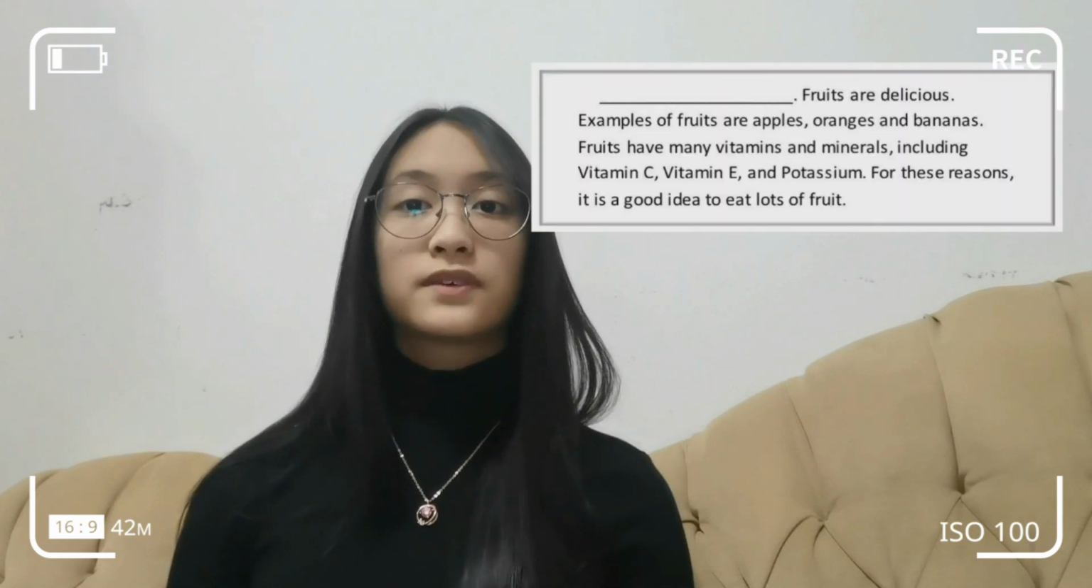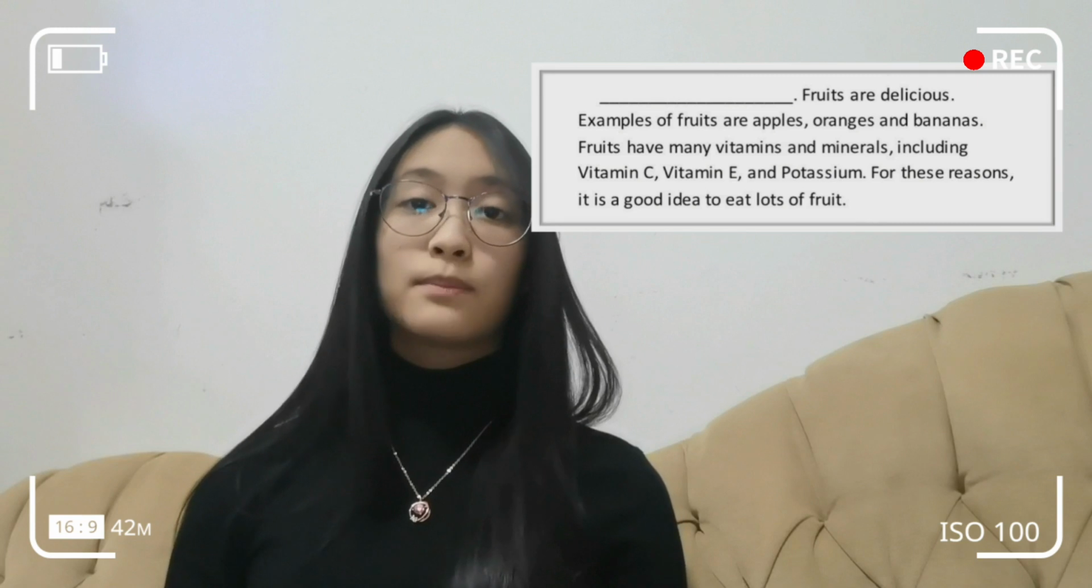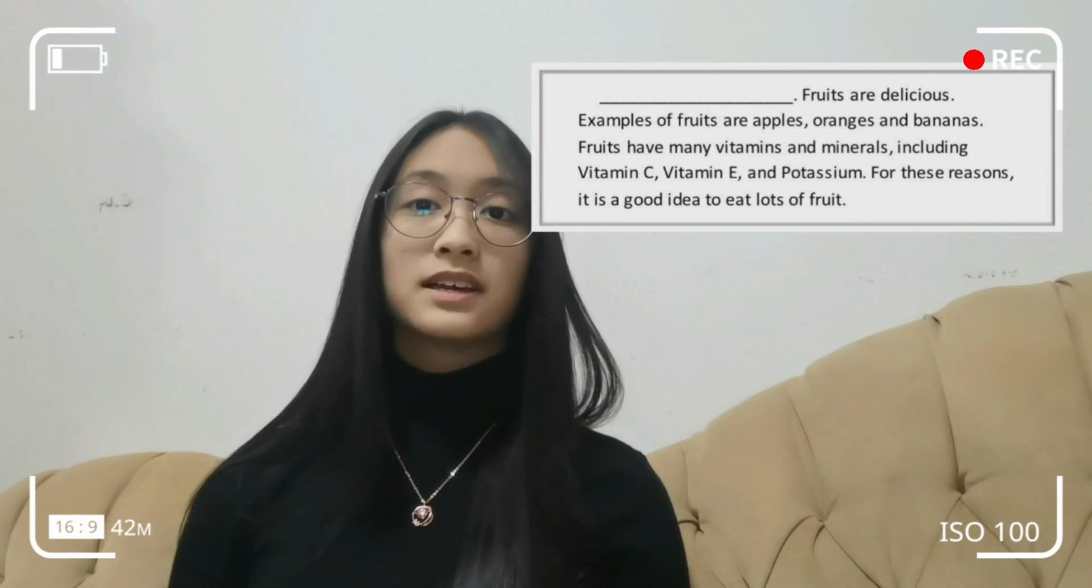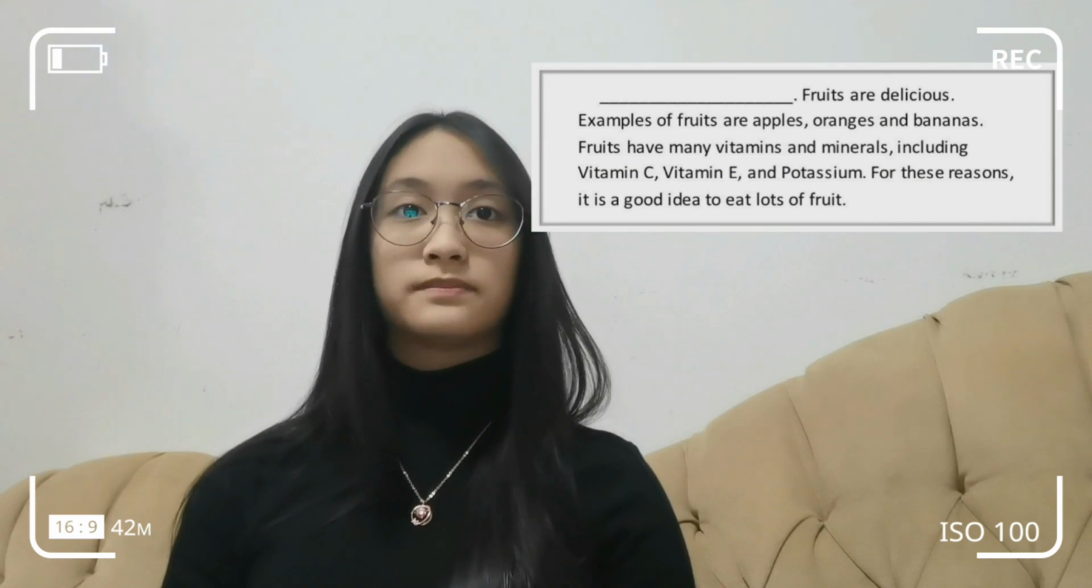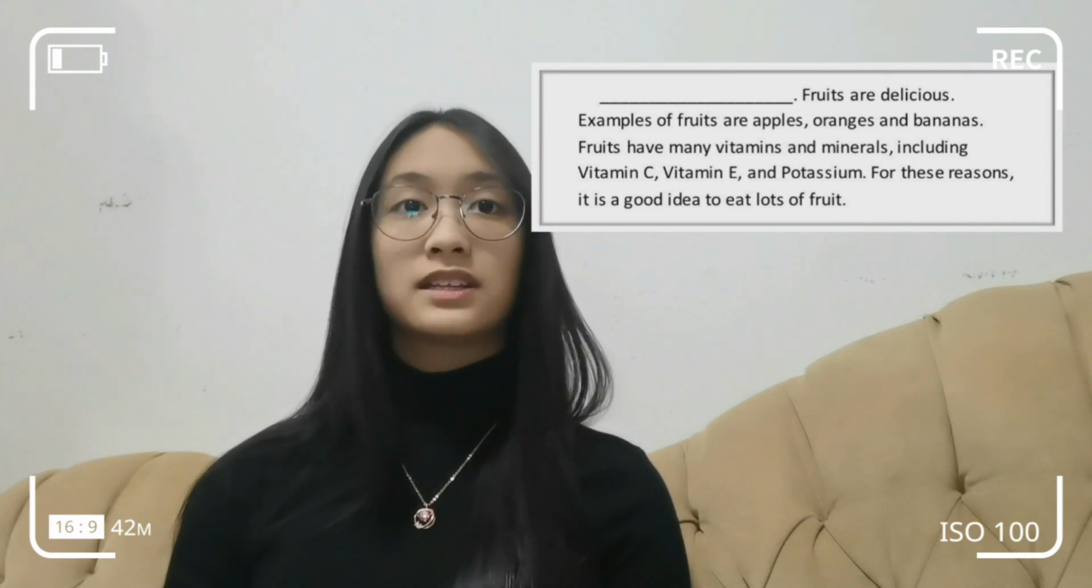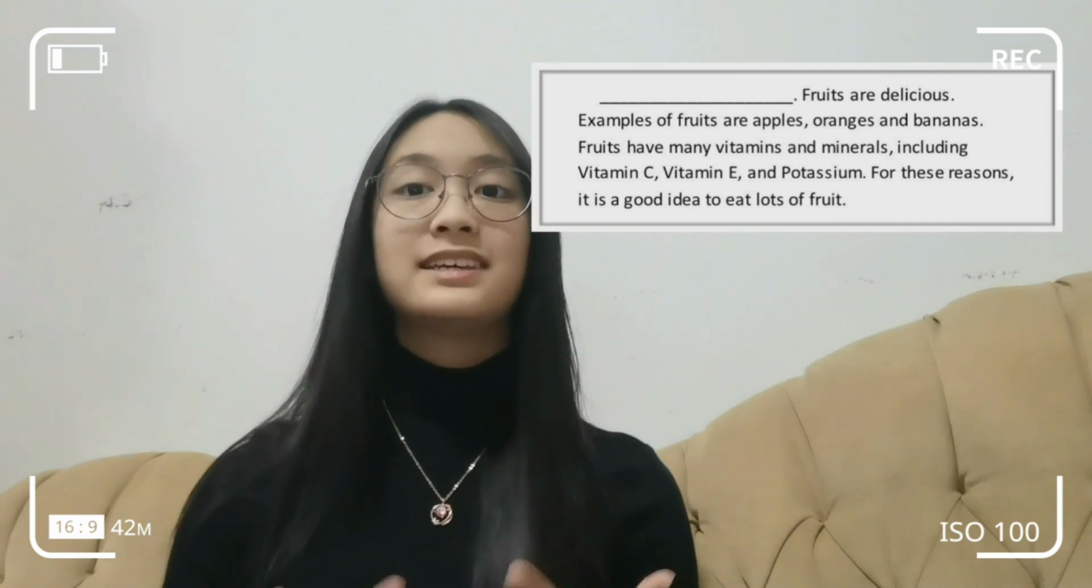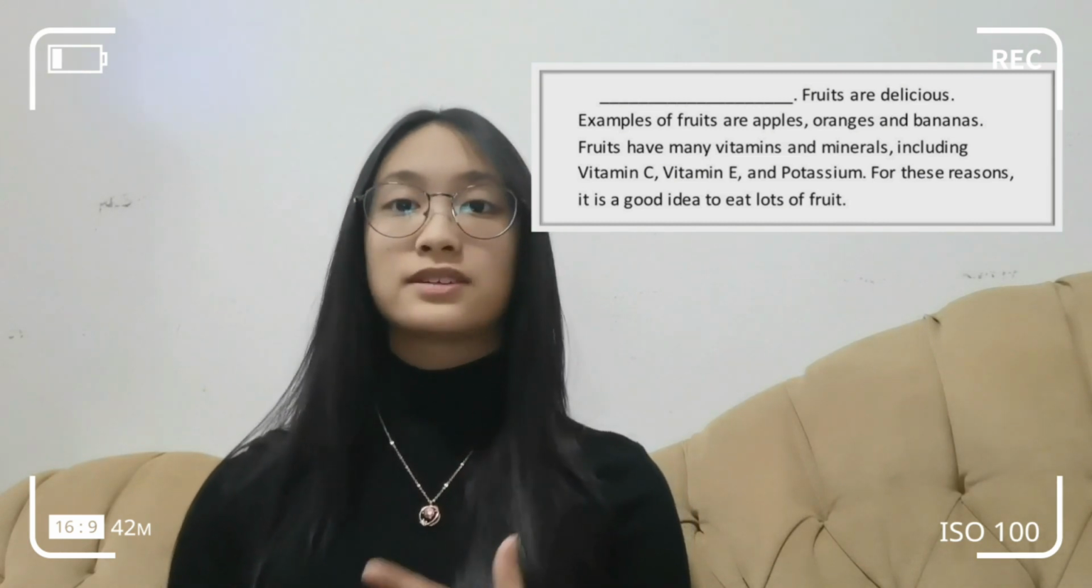A topic sentence can be explicit, which means it reveals to the reader what the paragraph will be about. For example, dogs make wonderful pets because they help you to live longer, and then the whole paragraph will be explaining why. Or it can be implied. A topic sentence can be implied if there is a clear controlling idea of what the paragraph will be about. For example, fruits are delicious. Examples of fruits are apples, oranges, and bananas. Fruits have many vitamins and minerals, including vitamin C, vitamin E, and potassium. For these reasons, it is a good idea to eat lots of fruit. As we can see here, the topic sentence is not stated but rather implied.